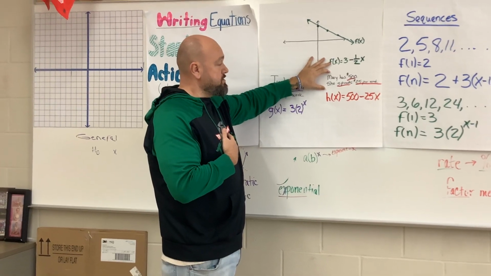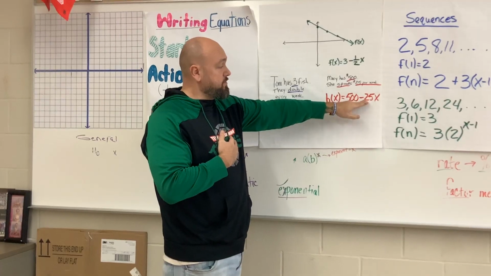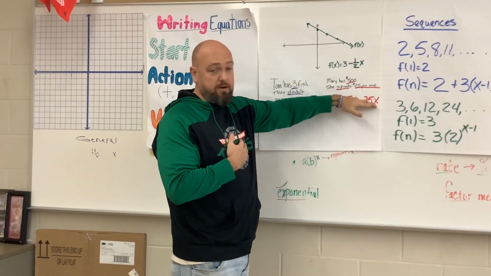On this one here, it says Mary has $500. She spends $25 per week. She starts at the 500. Because she's spending, we know that's a negative, and it's going down 25. Again, linear is in line with it.